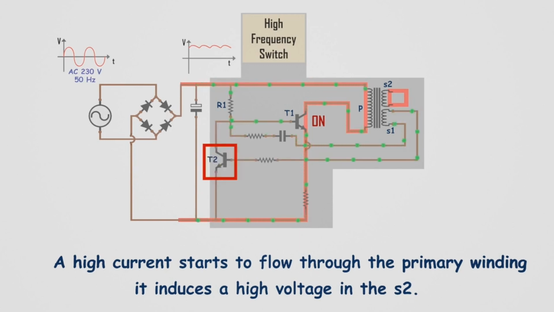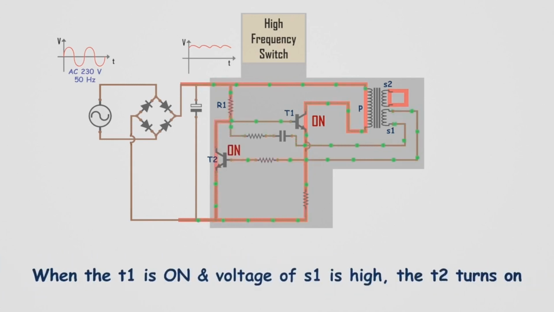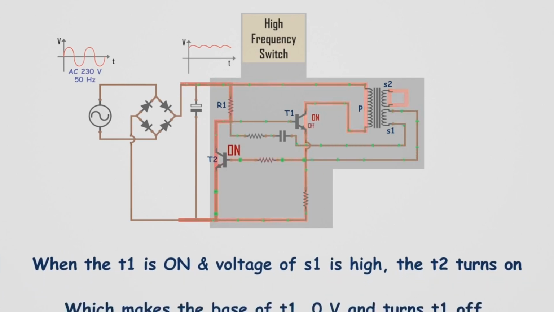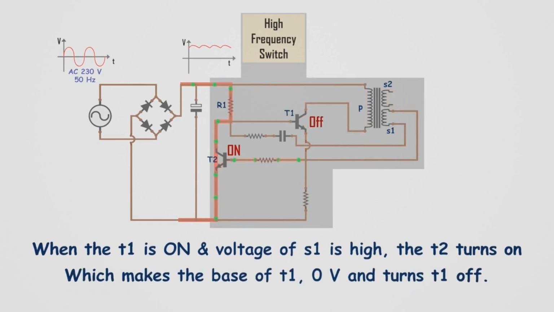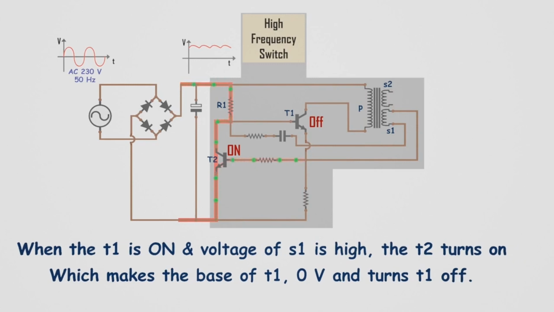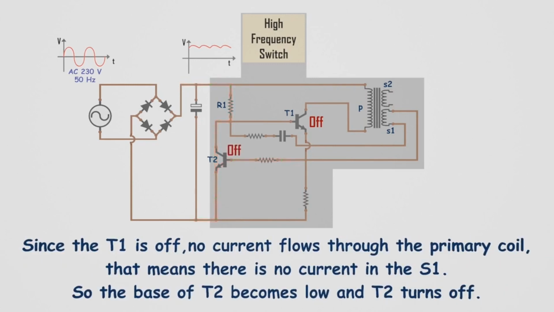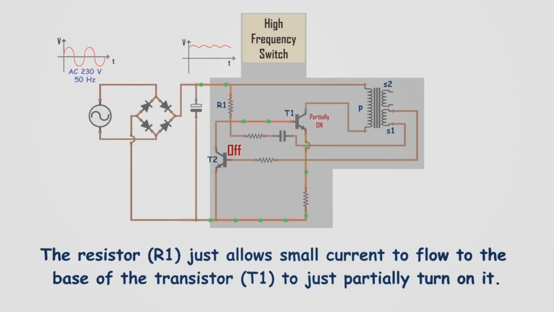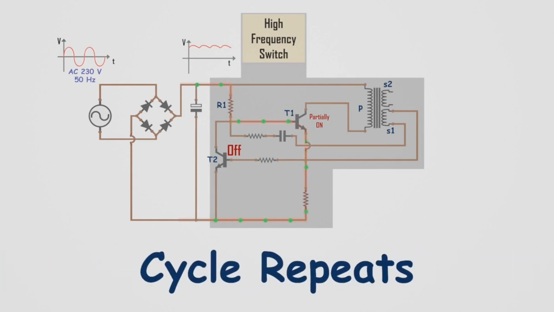Another transistor T2 is connected to the circuit. When the voltage at S1 is low, T2 remains in the off state. When the voltage at S1 becomes high, T2 turns on, which pulls the base of T1 to 0 volts and turns T1 off. With T1 turned off, no current flows through the primary coil, causing no current to flow in S1. As a result, the base of T2 becomes low, turning T2 off as well. Now again, the resistor at the base of T1 partially turns it on, allowing only a small current to flow from collector to emitter. Then the cycle repeats.